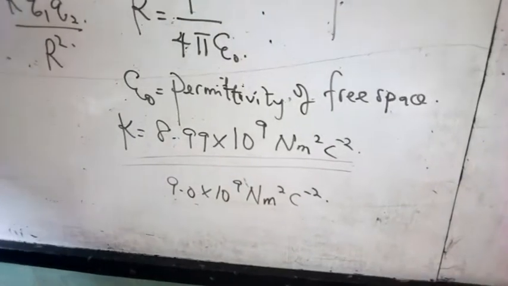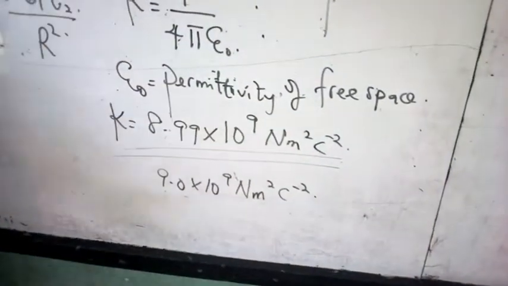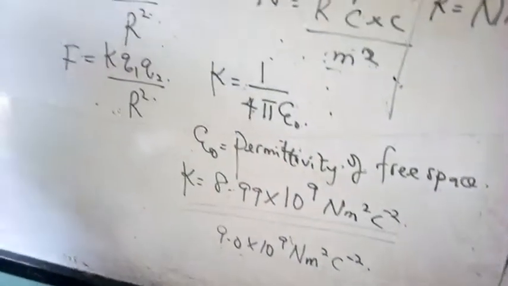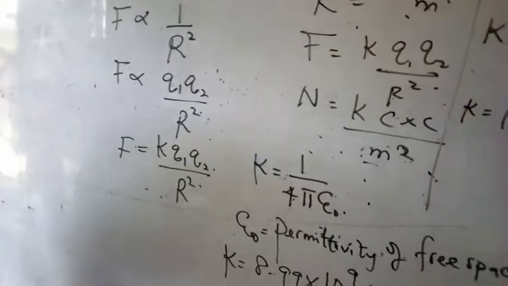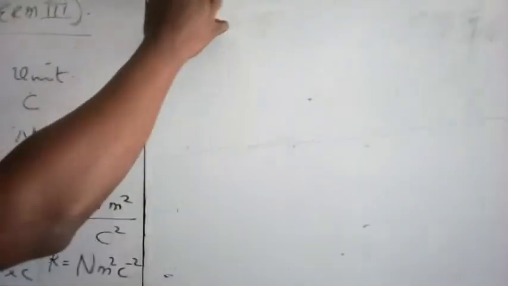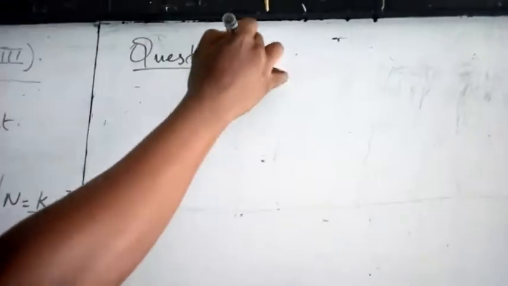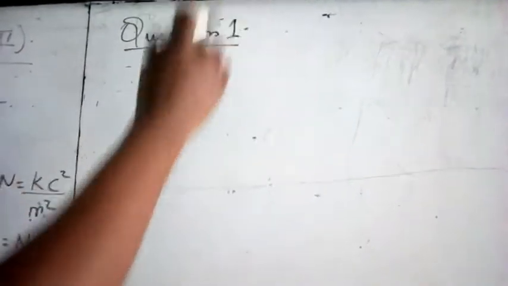At the next class, we are going to be looking at you identifying the difference between this constant and the one I'm going to introduce to you very soon. So now let us look at some questions under this. Then I explain what permittivity really means. Let's take one question.